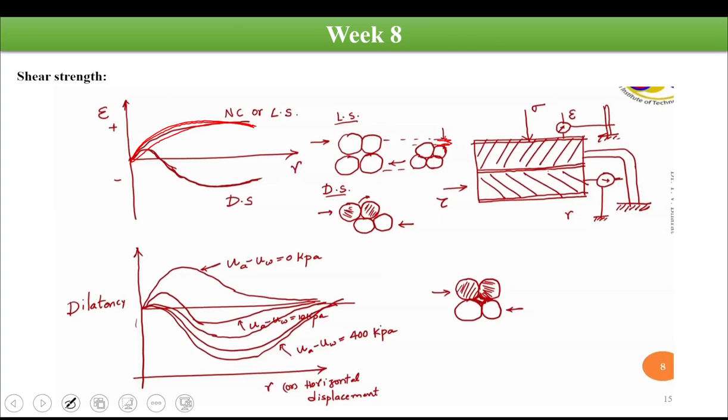But in the case of densely compacted soils, these particles are already in the tetrahedral state. So when horizontal stress is applied, these particles roll up, because of which volume will increase. So in the starting, they will show a dilation behavior.